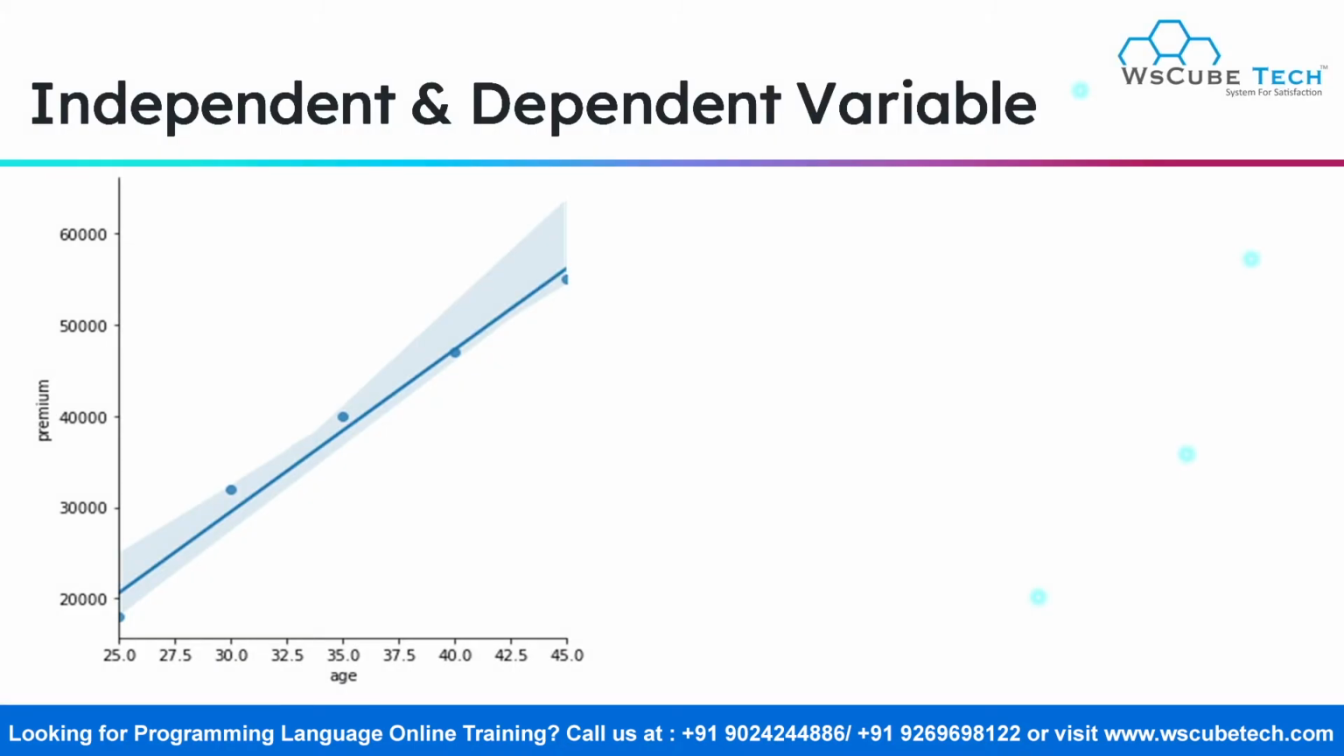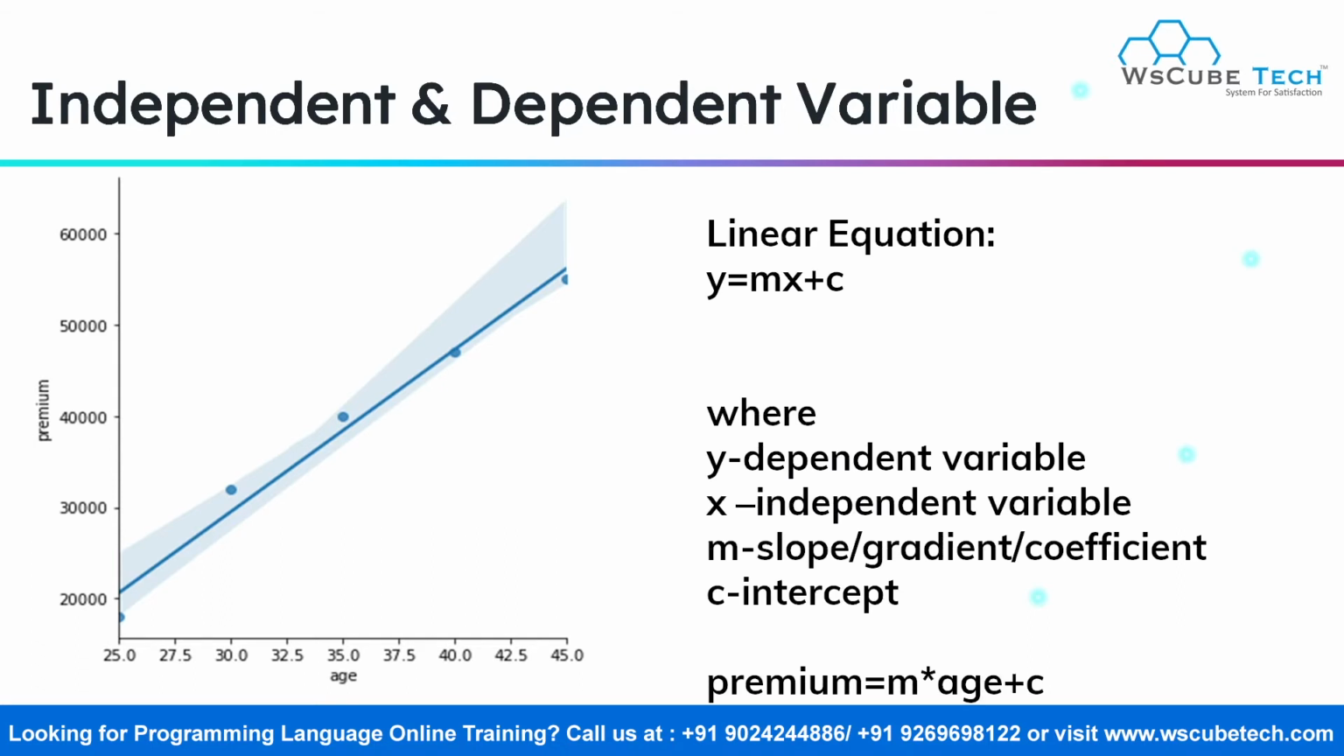The next thing, as you can observe, is our linear equation, that is y = mx + c. Here y is our dependent variable, that is premium. Then x is our independent variable, that is age. Then we have the slope, which is also called gradient or coefficient. And we have the intercept, which is nothing but where the regression line cuts your y-axis, denoted by c.